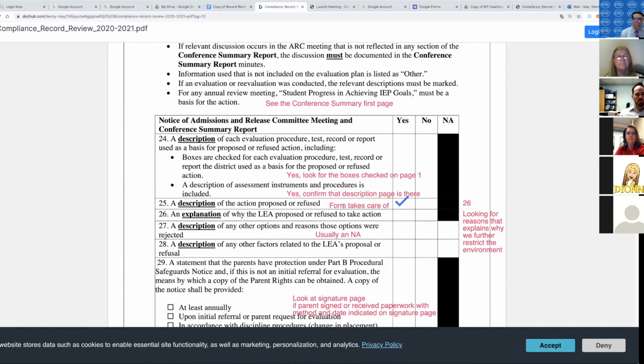Now, here's the problem. When you get to an explanation of why the LEA proposed or refused to take an action, we're looking for a little more information there. We're looking for things that are going to prove to anyone outside that's reviewing this file why that student's placement needed to be restricted, okay? So those reasons why you can't get it done in the regular classroom. Some of those reasons are things like the student needs tons of repetition, they need a distraction-free environment, they need a smaller group. Those types of reasons are the reasons we restrict that environment.